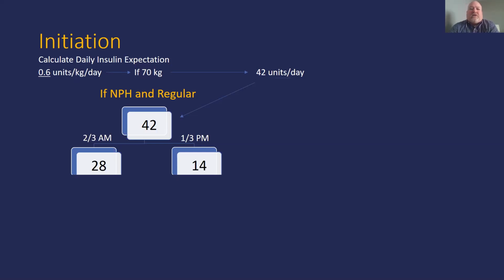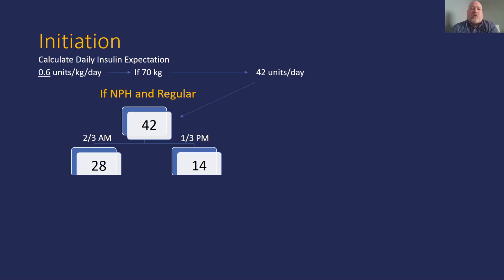You're giving a bigger dose in the first part of the day because that's where all your food intake is going to happen. You're going to give the lower dosing in the second half of the day to help avoid hypoglycemia at nighttime when there's not as much eating going on.